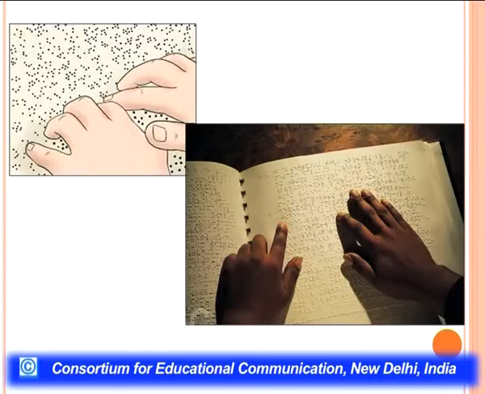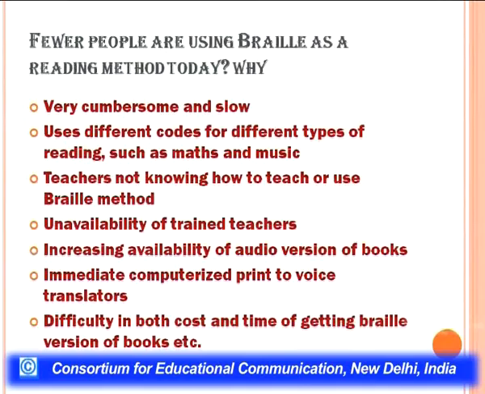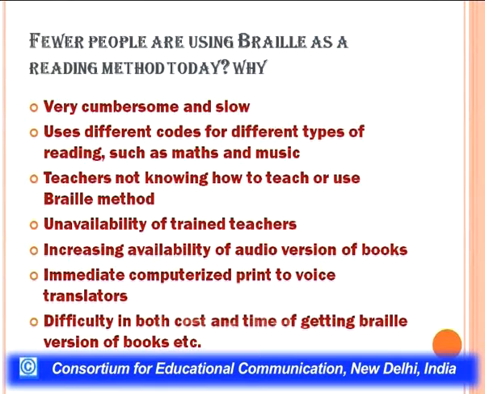And there are certain difficulties, no doubt, while learning braille. The first, and a very important one, is non-availability of the material. It is also very cumbersome and slow, and uses different codes for different types of reading. For example, it is different for maths and for music. Teachers do not know how to teach or use the braille method, as they are not trained properly. Increasing availability of audio versions of books is a very good alternative to the braille system. Immediate computerized print-to-voice translators are available these days. And there is difficulty in both cost and time of getting braille versions of books, etc.